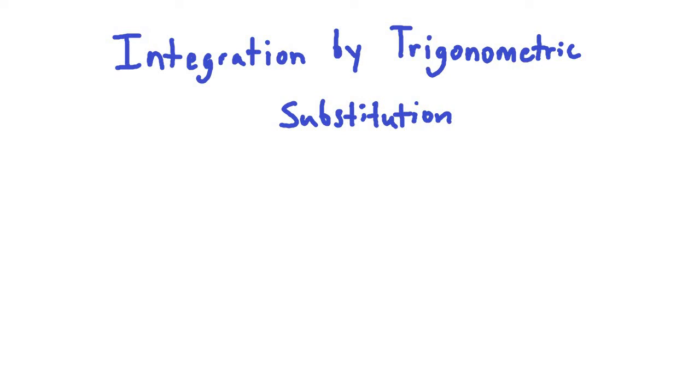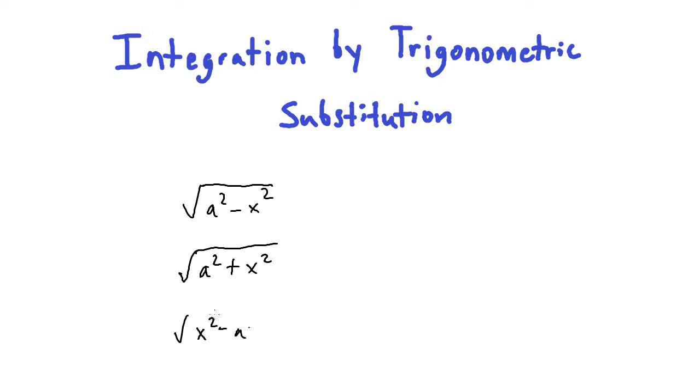So let's take a look at integration by trig substitution. Whenever you're trying to find the area under a circle or an ellipse, you might come across three different types of expressions under an integral. The first one could be the square root of a squared minus x squared. And remember, a is just a constant. The second one could be the square root of a squared plus x squared. And the third one could be the square root of x squared minus a squared.